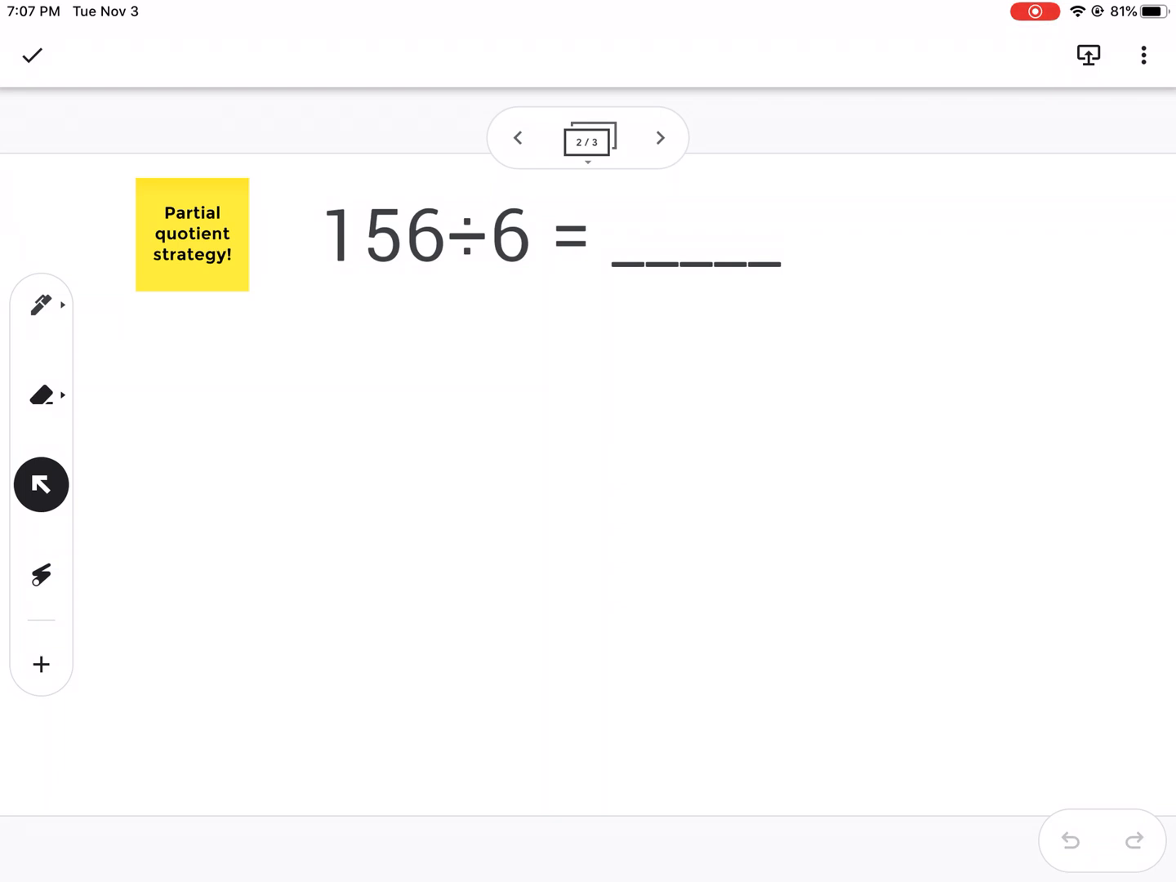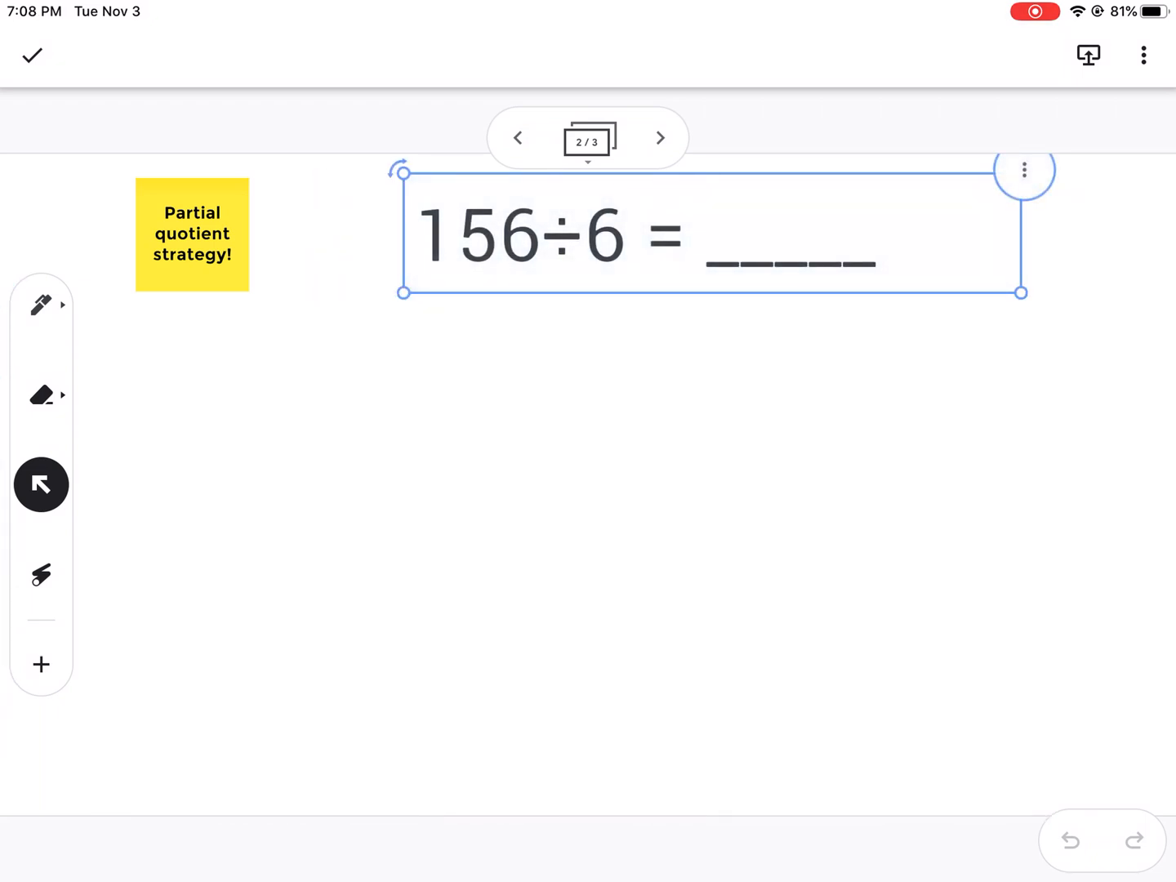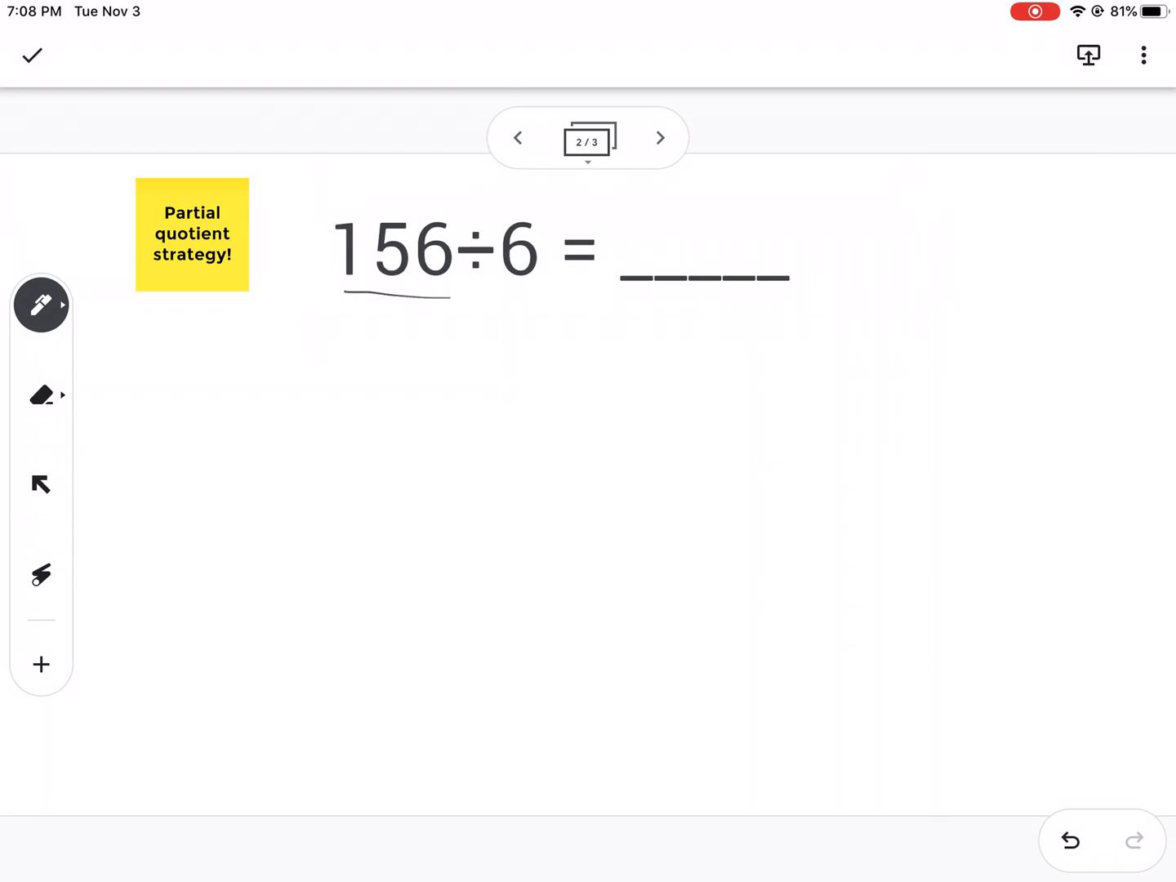So let's get started. Right here I see 156 divided by 6. Right away I see that my numbers are getting bigger and bigger here, 156. I can still work with it, it's just a little bit big. Like we talked about in the beginning of the week, 156 divided by 6 is the same thing as saying 6 times what number is going to give me 156? So this question mark is what we're trying to figure out.